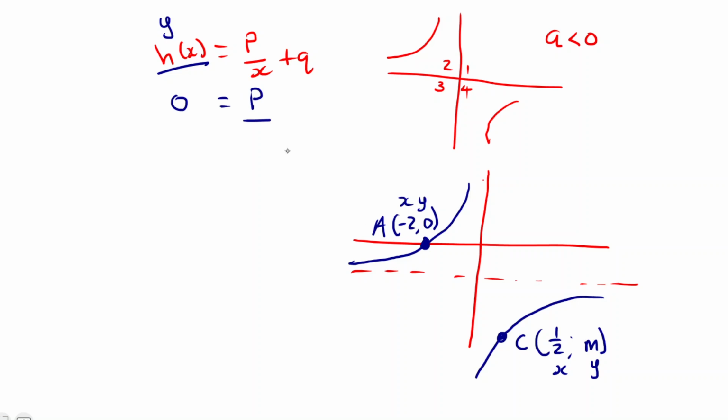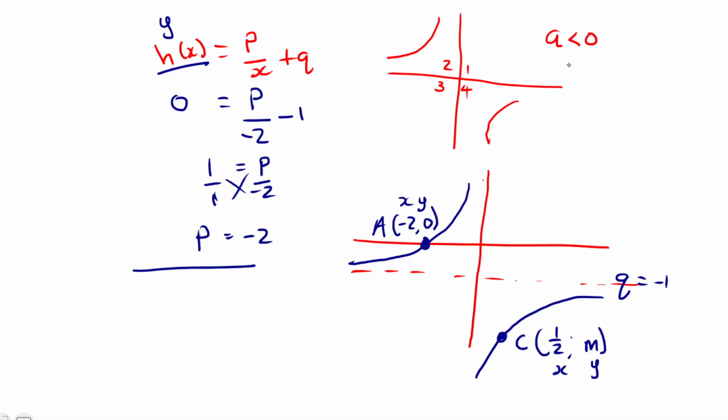What is x? X is -2. What is q? Remember, q is this value. We said q is the asymptote, which is -1. So I'm going to substitute here -1. Now I'm going to take this -1 to the other side. It's going to be positive. So I have p over -2. That 1 is over 1. So I'm going to cross multiply. P times 1 is p. 1 times -2 is -2. So that means now p is -2.